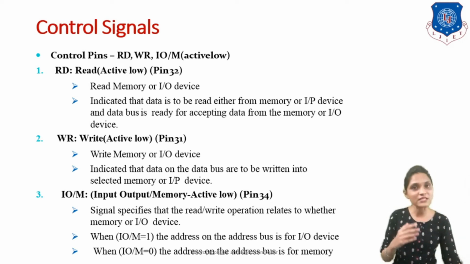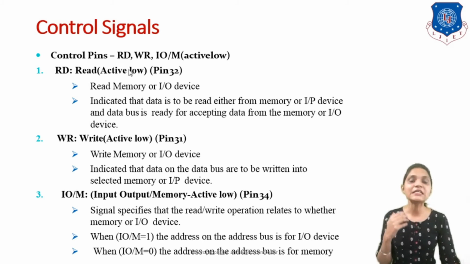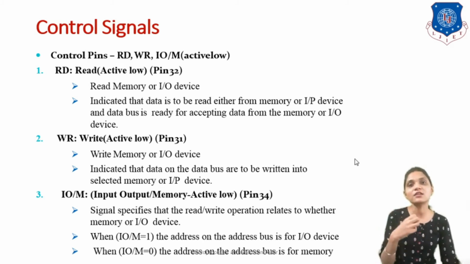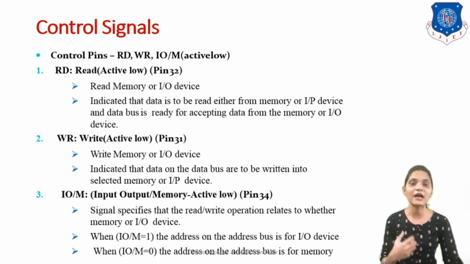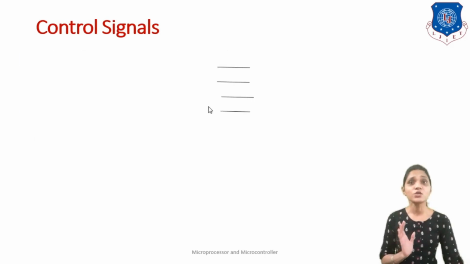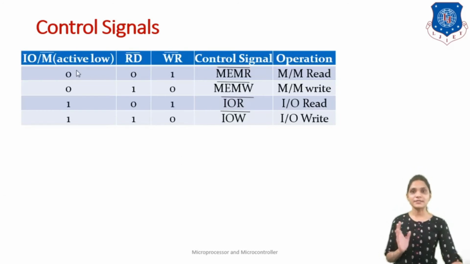Okay, so we can use this IO comma M bar, read, write, and that status signal combinedly to generate whether you have to write in memory, read in memory, or write in IO device, or read IO device. Whatever task you want to generate, you have to combine all of these things. Okay, so let me see how you can represent this.